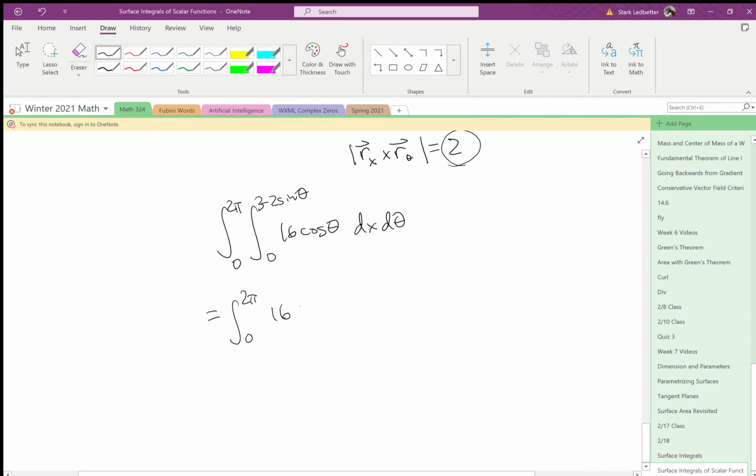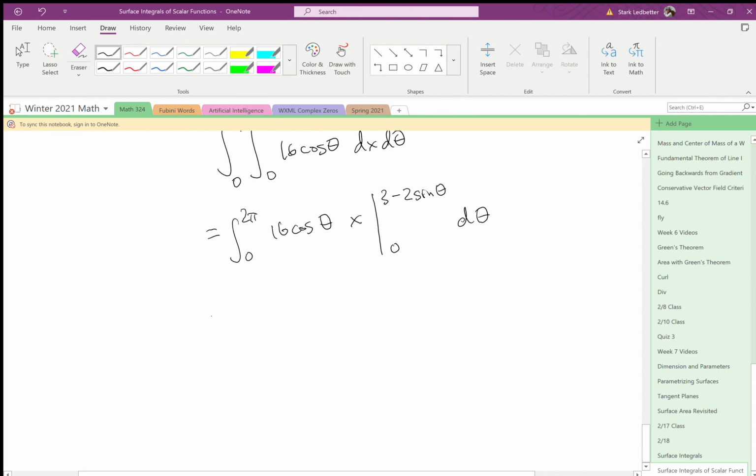We're integrating with respect to x first. 16 cosine theta times x, going from 0 to 3 minus 2 sine theta. Still having to integrate with respect to theta later. Plugging in those bounds, we get basically 48 cosine theta minus 2 sine theta times cosine theta is sine 2 theta. So an easy way to write this would be 16 sine 2 theta. And then plugging in 0 gives you 0.